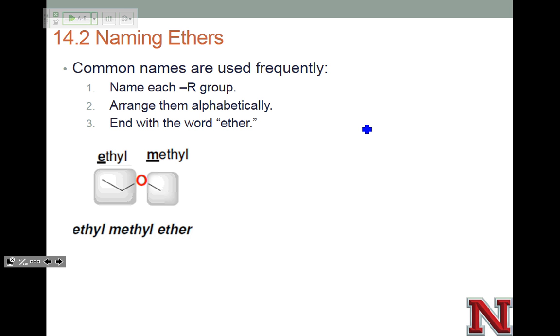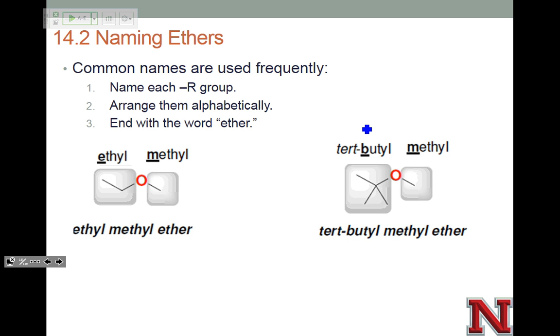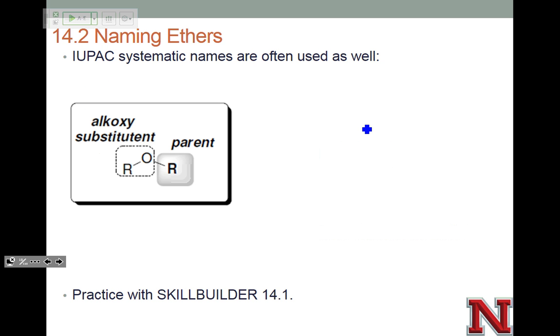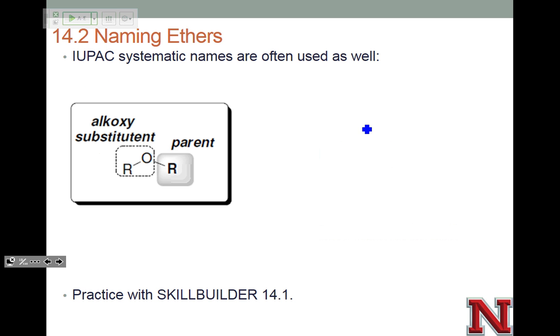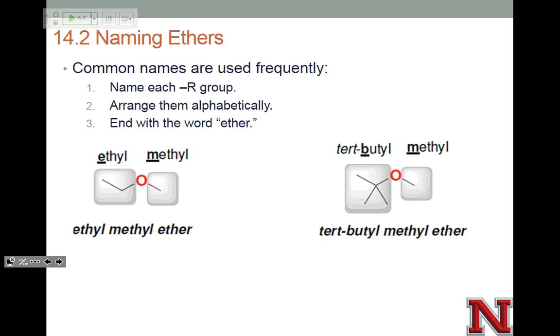Another one, we have a tert-butyl on one side, we have a methyl on the other. Remember, tert is not alphabetized, so B comes before M. So tert-butyl methyl ether. And some of our most common are used as solvents like diethyl ether and dimethyl ether. Diethyl ether is the most common. So that's our common way, and for most simple ethers, that's how they're named, especially most ethers that are used as solvents.